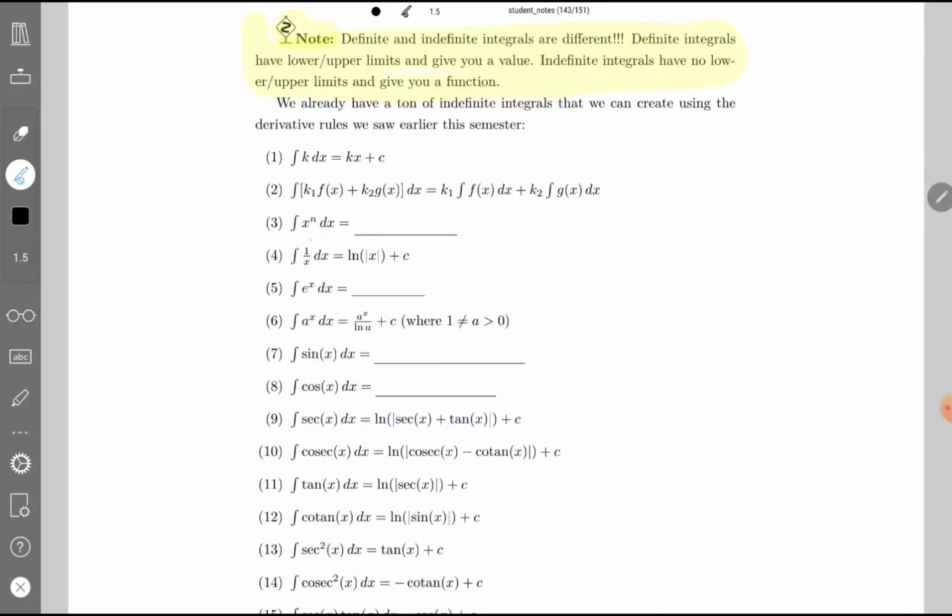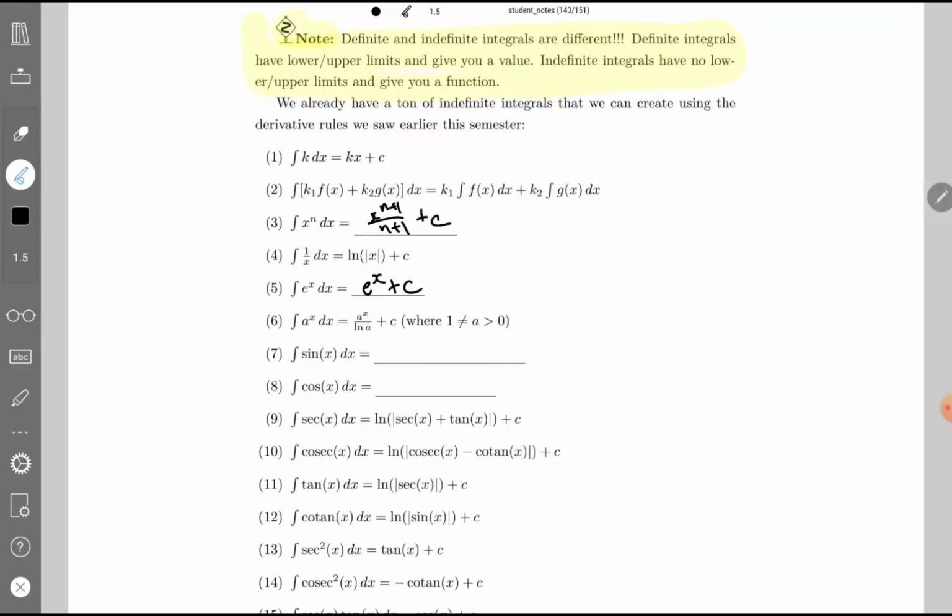So like here, let's think about this. What's the antiderivative of x to the n? Well, this is just x to the n plus 1 over n plus 1, but we want a general solution, so we have this plus c. Okay, how about 1 over x? This is just natural log of x plus c, because we're talking about the general solution. How about e to the x? Well, this is just e to the x, but we want a general solution plus c.